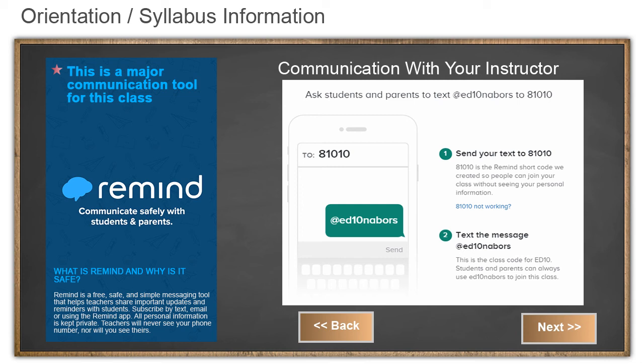So go ahead and text 81010, and you're going to put in the subject area @ED10Nabors, no spaces. You'll get a little reminder, and then from there you can download the Remind tool as well. So remember, Remind is found in the Play Store and also in iTunes.